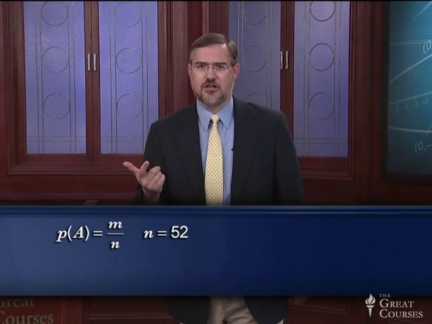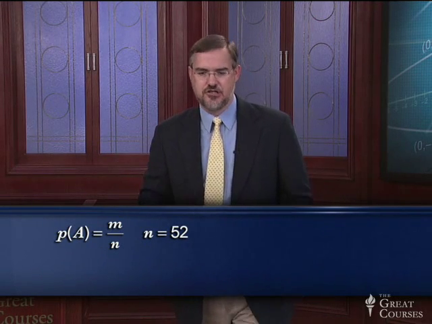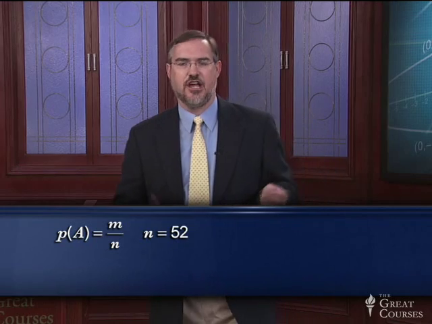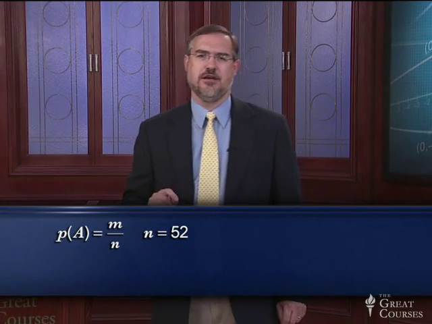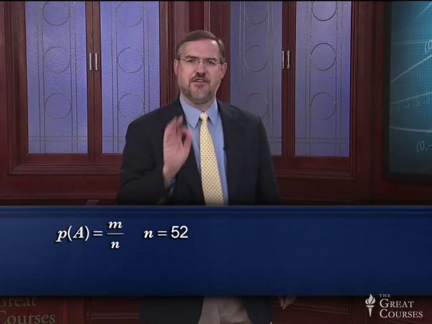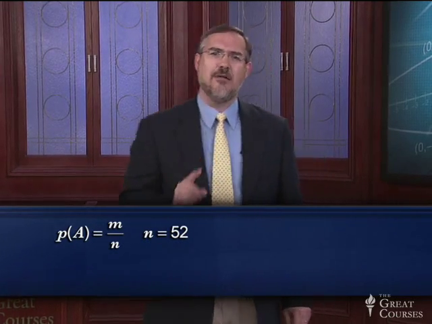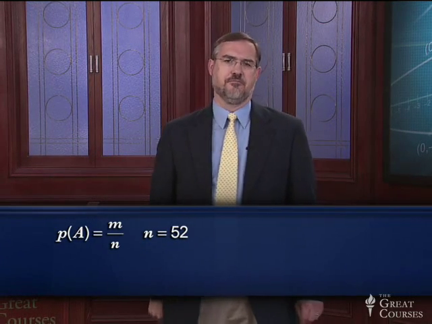Basically, one outcome for each card. You could pull out an ace of spades, you could pull out a 3 of diamonds, and so on, and each of those would be an element of the sample space. So in this example, the size of the sample space is 52, which means the denominator of your probability is also going to be 52.